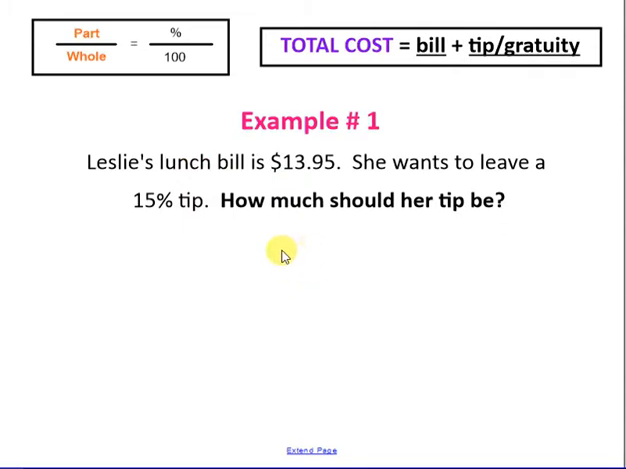So let's look at the first example. Leslie's lunch bill is $13.95, and she wants to leave a 15% tip. How much should her tip be? So in this case, it's asking us how much the actual tip is. It is not asking us the total cost. So all we need to do is figure out the tip.